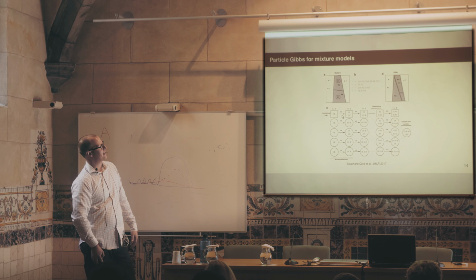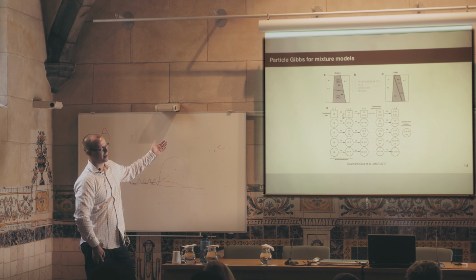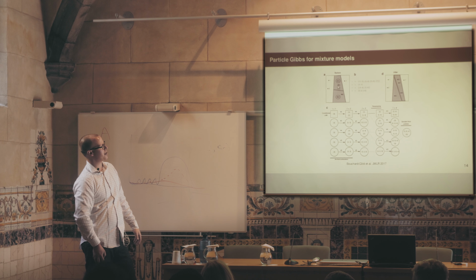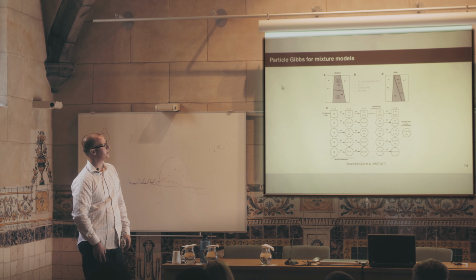The only thing that makes this different from the SMC we saw before is this one path up top in square, which is the conditional path. It is forced to get us back to here. So it's forced to make the sequence of decisions that gets us back to here. That's particle Gibbs.